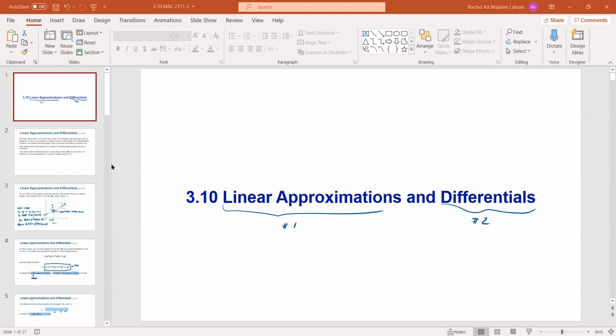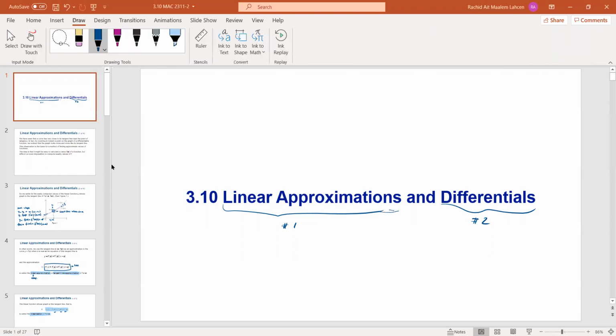So, linear approximation. If you trace what we did so far from the beginning of chapter 2, the tangent, and how we evolved to derivatives, we now get to an application in which we're going to use that to approximate functions near certain points. And differentials is another topic here. So there are two topics in 3.10.